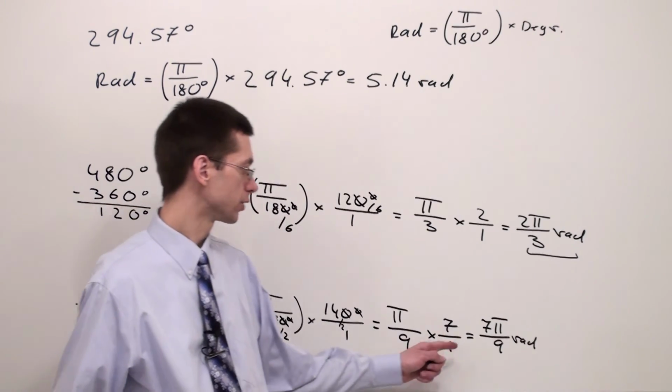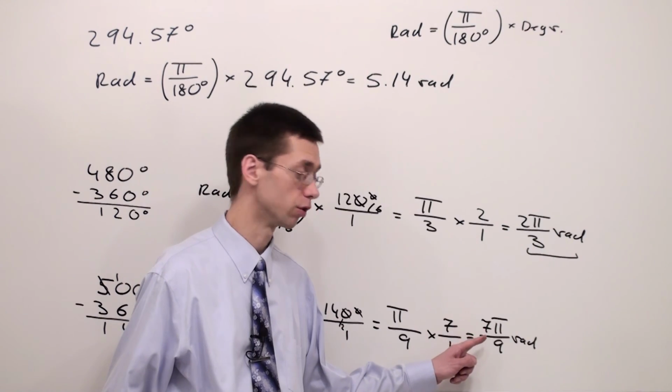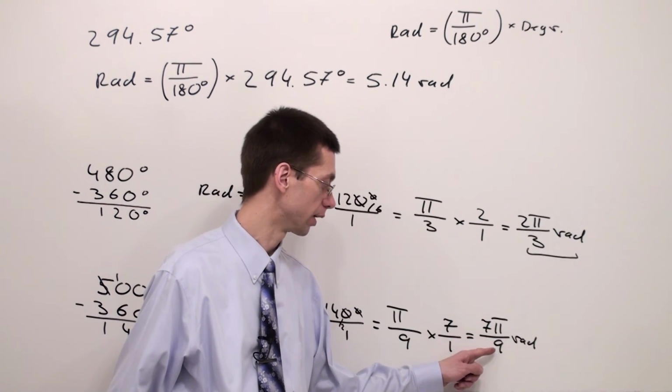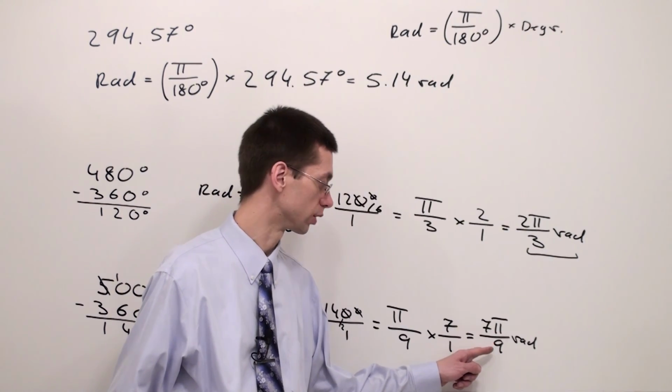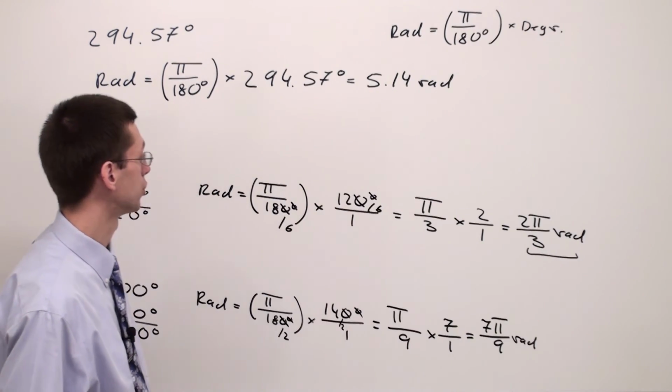I expressed my answer in terms of a fraction, but if you want to convert this to decimal form, you simply multiply 7 times pi divided by 9, and that will give you the answer in decimal form. These are the answers to my problems.